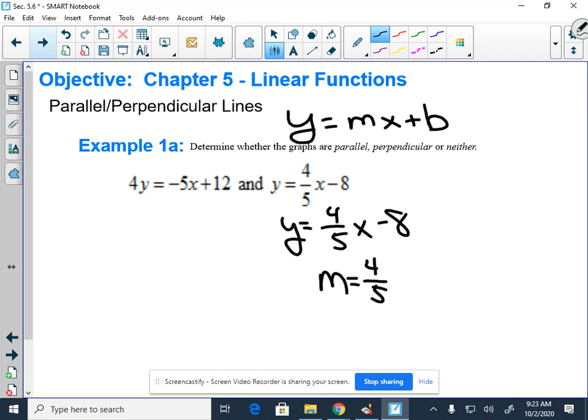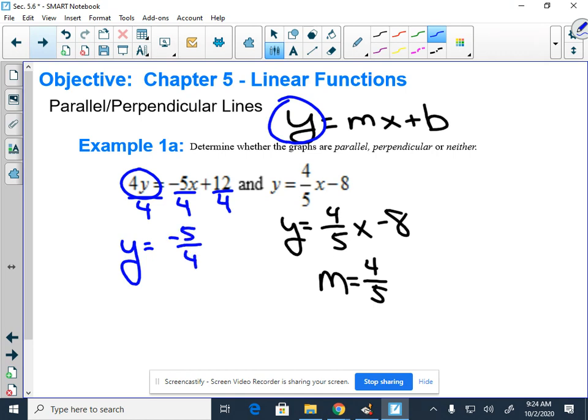This one over here is not in that form. It's close, but the y has something by it. It has a 4, so we're going to divide by 4 to get rid of it. So we'll divide by 4 on each of these numbers. So this gets us y equals. Remember, in this form, you want it to be y equals. So that's why we're getting rid of the 4. And then we get negative 5 over 4 x plus 3. So in this one, m is negative 5 over 4.